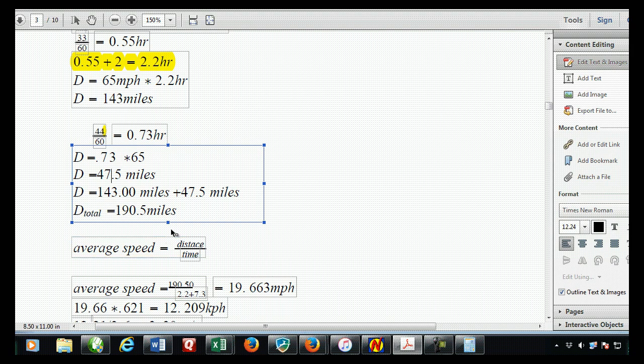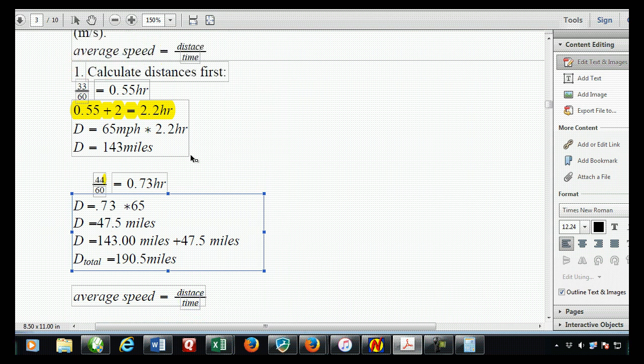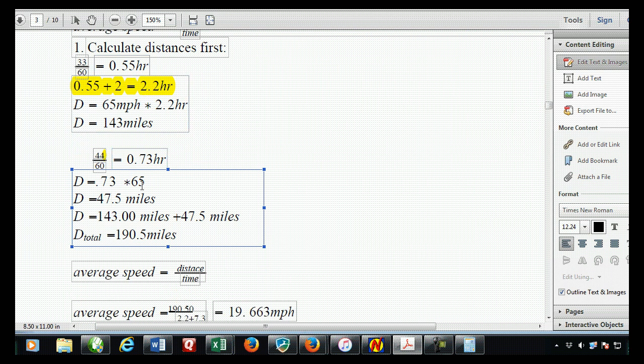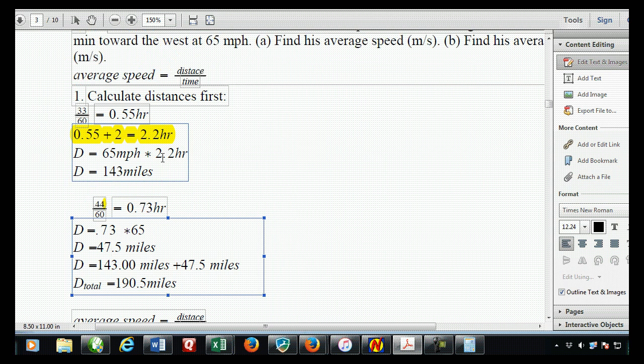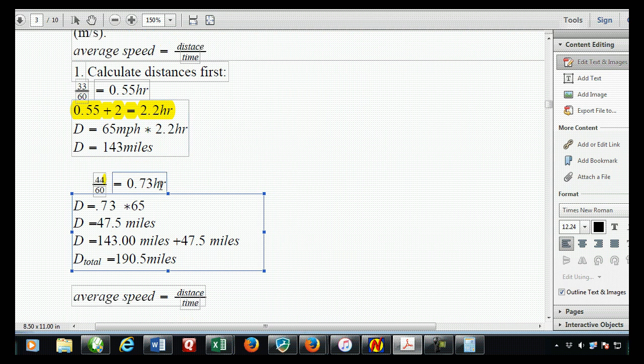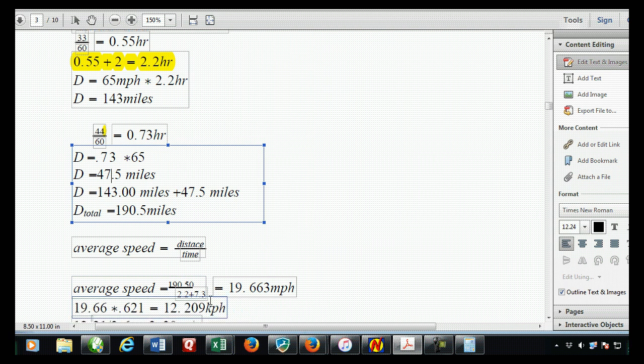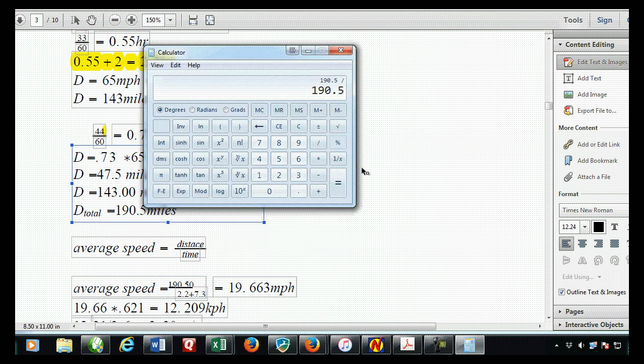47.5, which gave us 190.5 miles. So that becomes 190.5 miles divided by how much time we had total: 2.2 hours plus 0.73, which is 2.93 hours right here. So that gives us 190.5 divided by 2.93. That gives me 65.01.